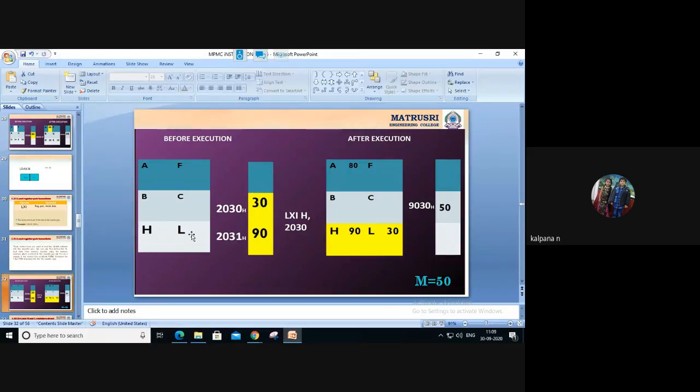Next H, 90. Understand? "Ma'am, writing 2 zeros is enough, no?" You cannot write like that. Compulsory it will take another address, another number which is present. "Okay, right, I understood." "Here, after writing 30 in L, if we write zeros in H, okay?"